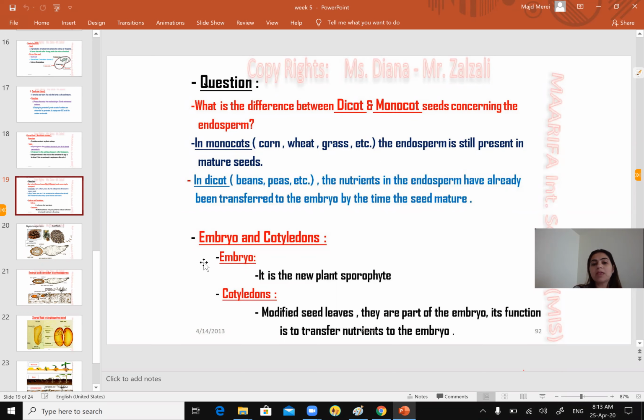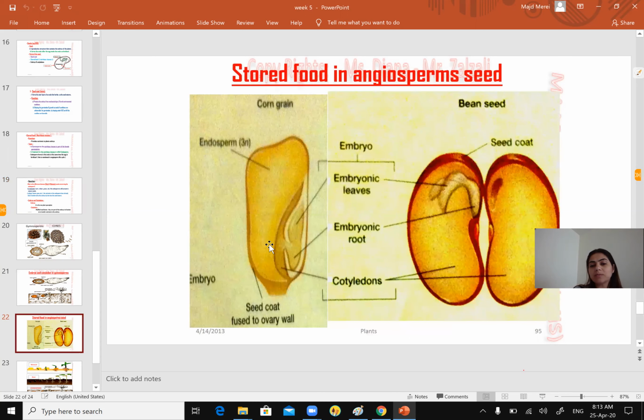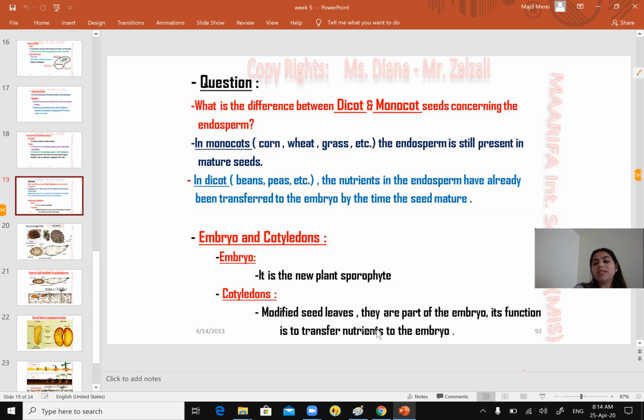Now, what is the difference between embryo and cotyledons? As I told you, the embryo is made up of three parts. The embryonic root, the radicle, which will grow into roots. The embryonic leaves, the plumule. And the third part is the cotyledon, which is modified. The first part that will appear looks like leaves, okay? They are modified seed leaves. They are part of the embryo. The function of it is to transfer nutrients to the embryo.